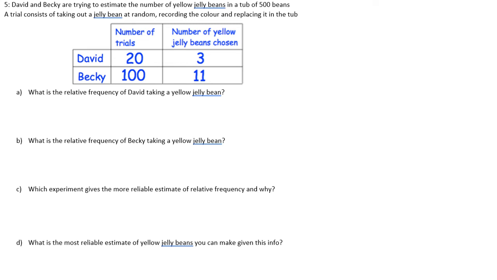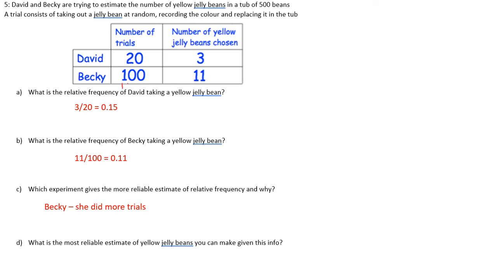And we're back. In this case, the first few questions are fairly straightforward. David 3 out of 20 or 0.15, Becky 11 out of 100 or 0.11. The more reliable estimate will be from the person that does the more trials, so it's just Becky. Now the most reliable estimate we could make would be if we put both of their trials together.